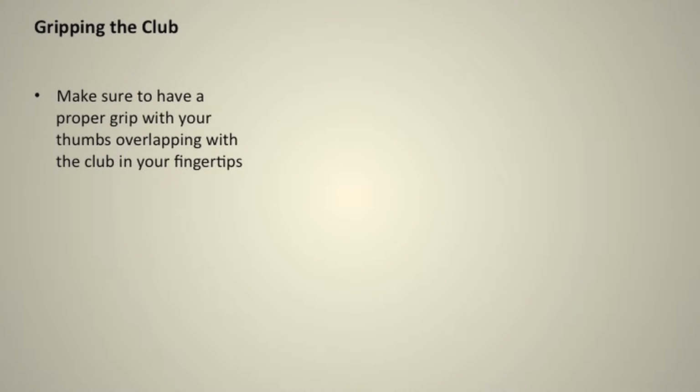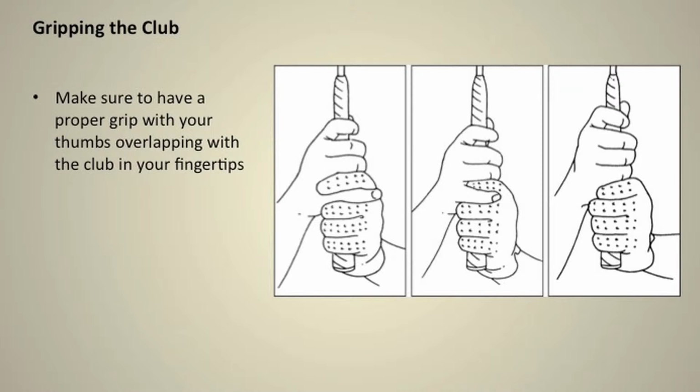Let's try another. Here we have directions on how to properly grip the club. Wouldn't it be nice to have some sort of associative material to help make this concept more tangible? Well, there you have it.